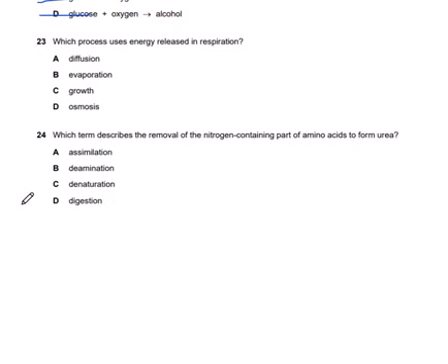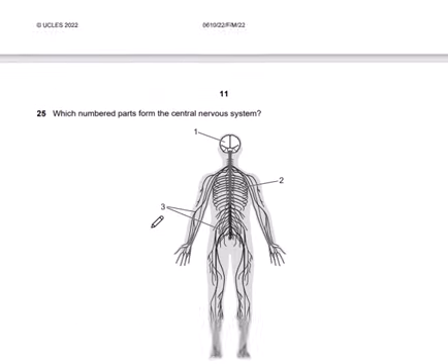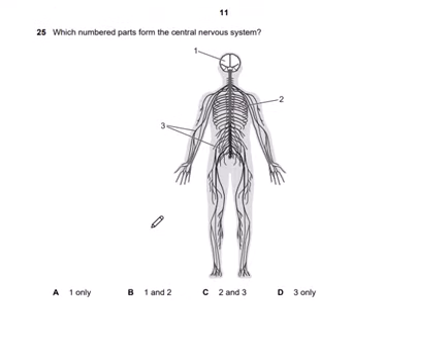Which process uses energy released in respiration? Growth. Which term describes the removal of the nitrogen-containing part of amino acids to form urea? Deamination. Deamination is the removal of the nitrogen-containing part of amino acids. Which numbered parts form the central nervous system? It's the brain and the spinal cord, which makes it 1 and 2.